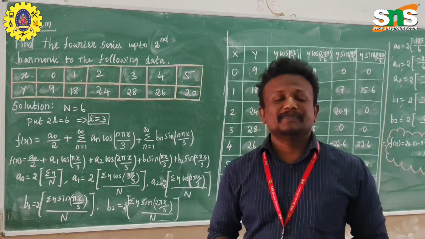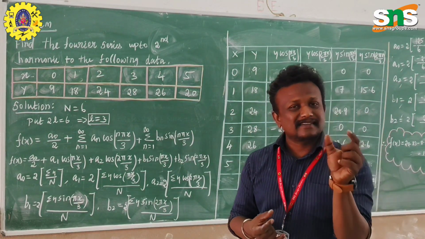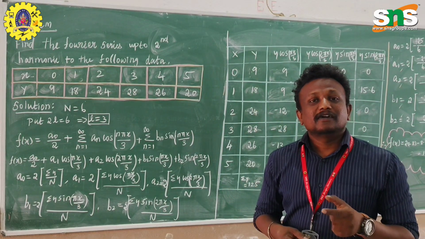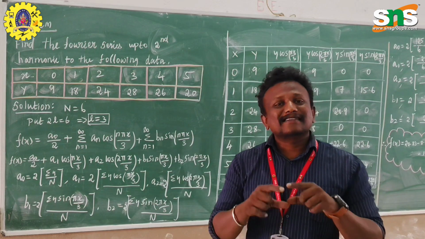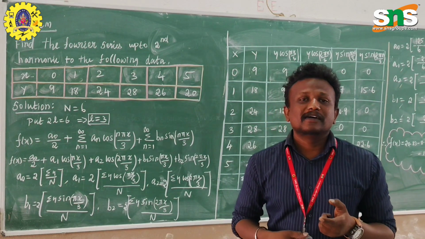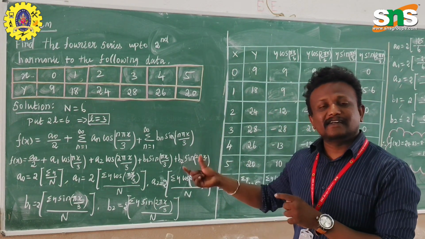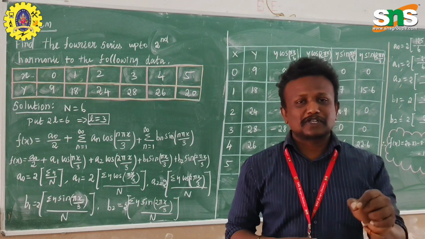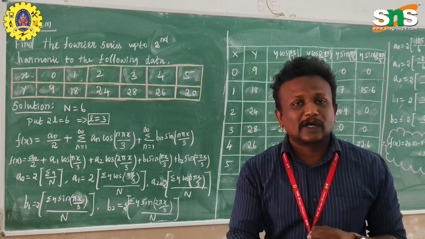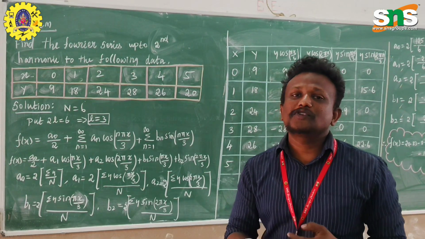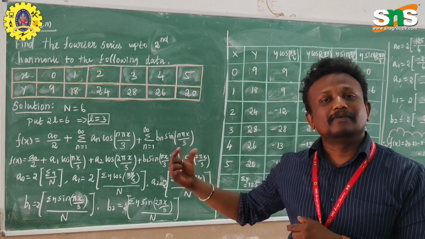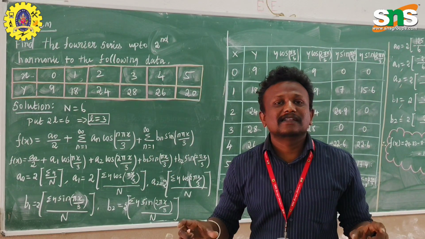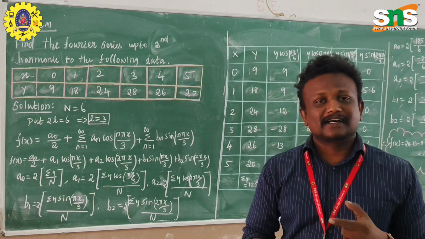There will be 3 steps. In step 1, we are going to write the necessary formula to solve this problem. In step 2, we are going to find the necessary results that we require in order to expand the given data in terms of Fourier series. In step 3, we are going to substitute the results found in step 2 into the formula which we have already written in step 1.